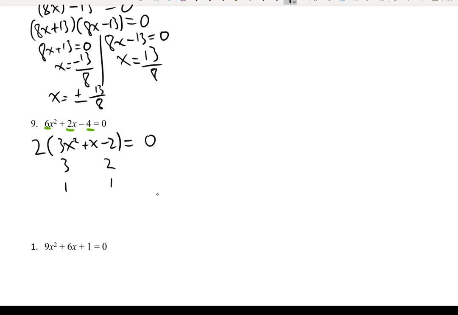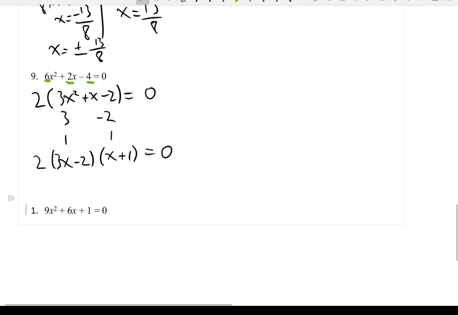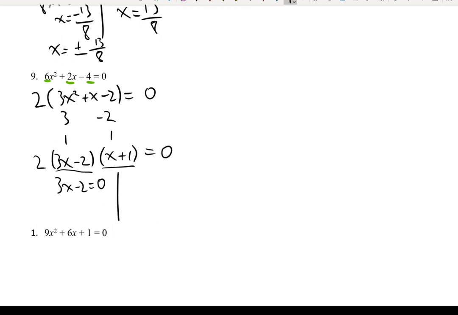How do we get a plus? In the end, it's going to be 3 minus 2. So it's going to be 2 bracket, and then 3x minus 2, and then x plus 1 equals 0. And then we have two sides to this equation like before. The 2 doesn't matter because all we want is either of these brackets to equal 0. So we have 3x minus 2 equals 0 on one side, and then x plus 1 equals 0 on the other side.